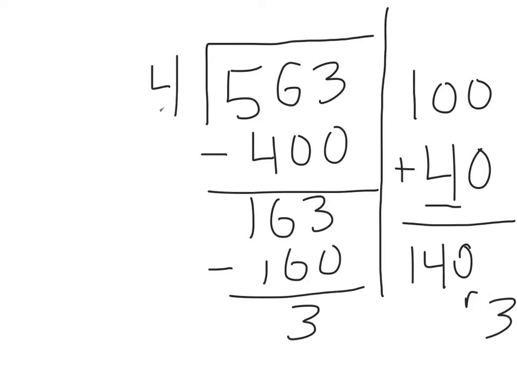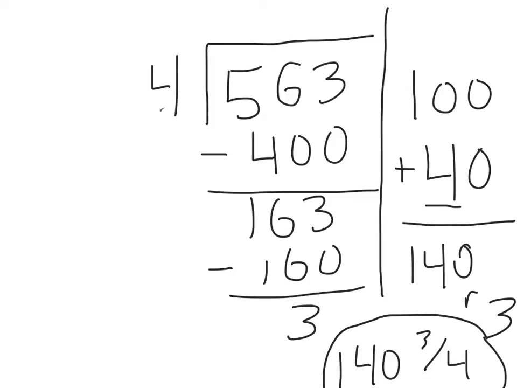Remember, you can turn that remainder into a fraction just by making the remainder your numerator and making the denominator what you divided by, or your divisor. So my answer actually is 140 and 3/4. So that's how you do partial quotients division.